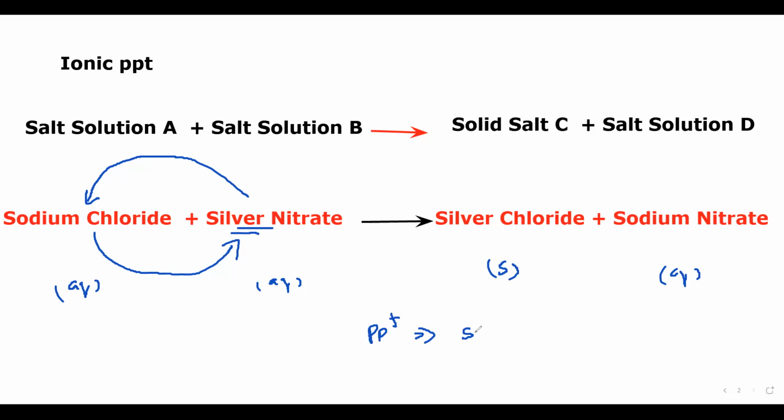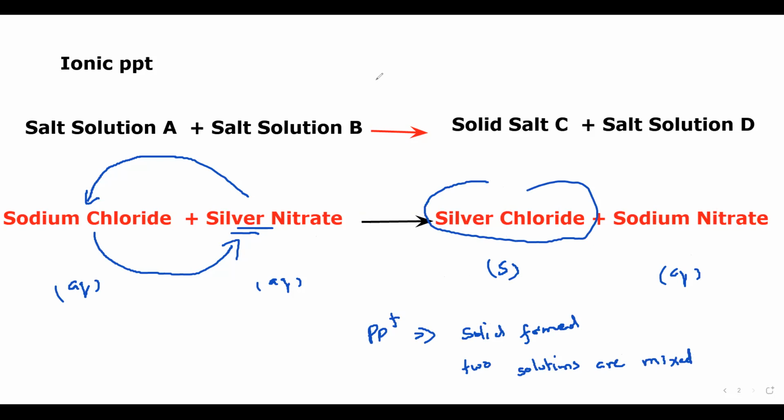Precipitate means it is a solid formed when two solutions are mixed together. So which solid is formed when two solutions are mixed? The solid here is silver chloride. So in this case, what is the PPT or precipitate? This precipitate is silver chloride, because precipitate is a term used when a solid is formed when two solutions are mixed together. So silver nitrate plus sodium chloride gives silver chloride plus sodium nitrate.